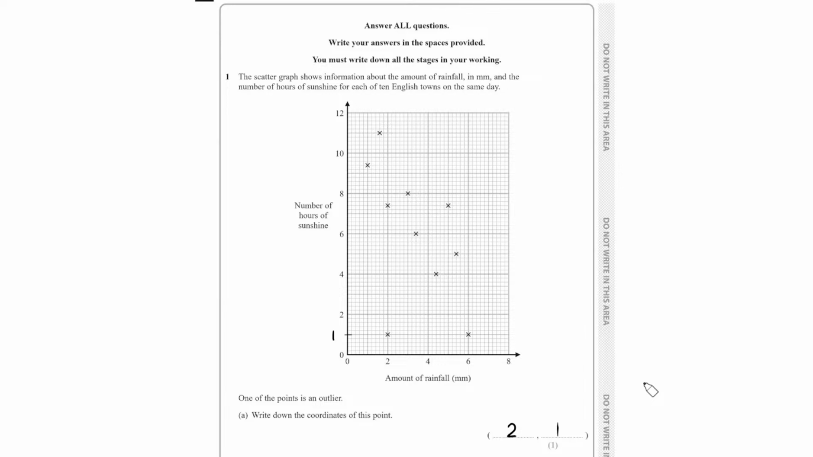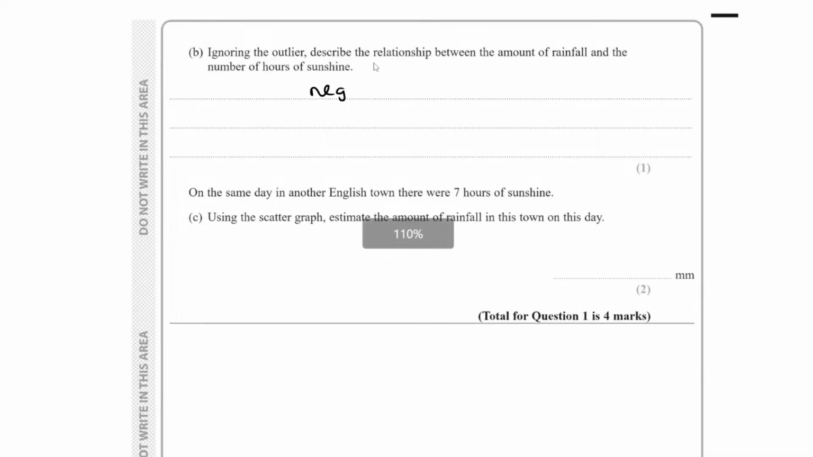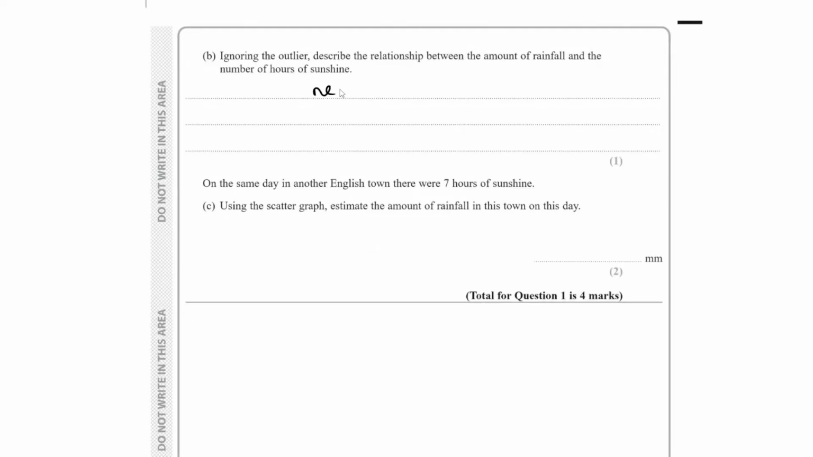The main answer was something along the lines of, as the amount of rainfall decreases, the number of hours of sunshine increases, or if you wrote it the other way around, that's also fine. So you can literally describe it as well. Either negative correlation or literally describing the context: as one decreases, the other increases, for example. But negative correlation, I guess, is the easiest thing to write, isn't it? Correlation. There we go.